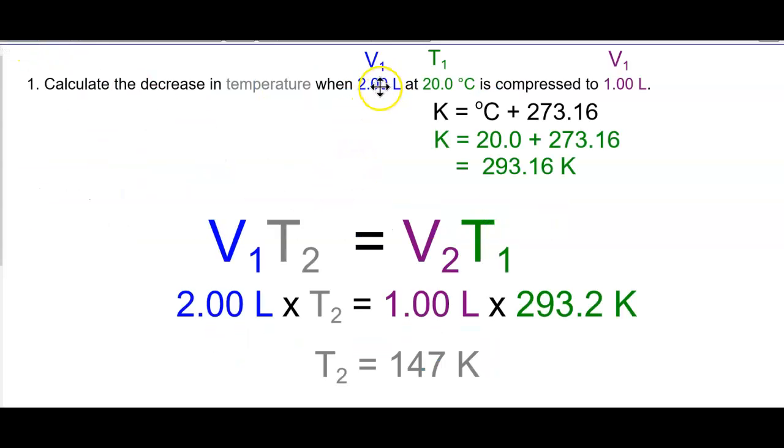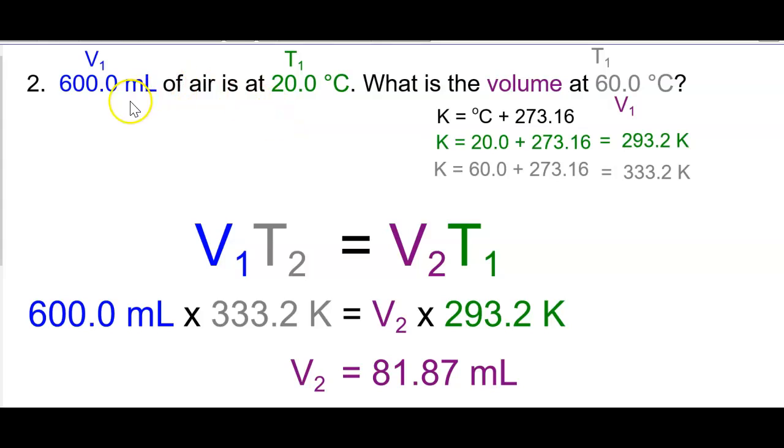Here we see volume going down, so we should see temperature also going down. Remember, we went from 293 to 147. So they are directly related. They both did the same thing. Let's look at example 2. We have 20 degrees Celsius to 60 degrees Celsius, so temperature went up. Volume should also go up.